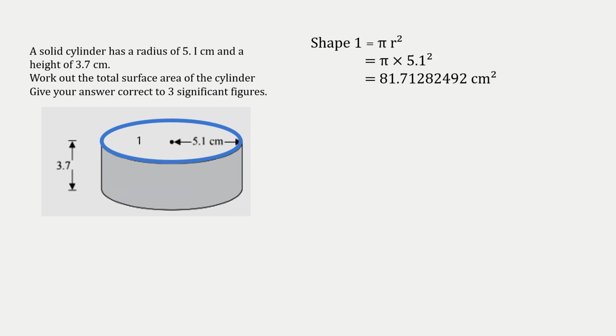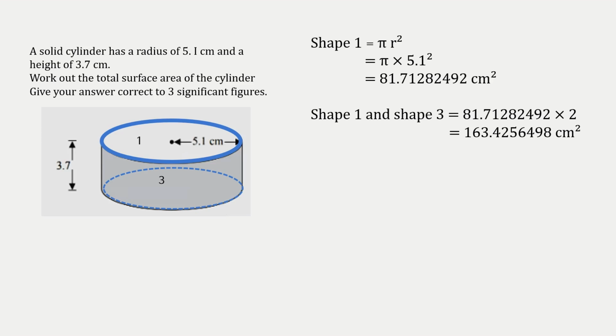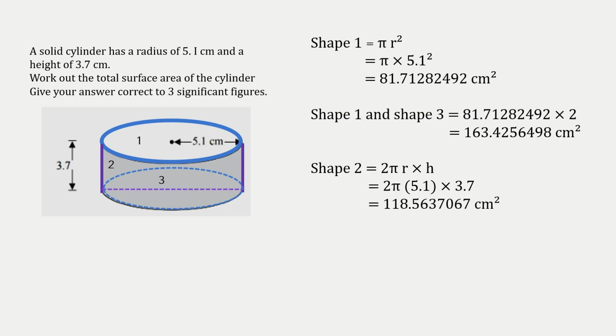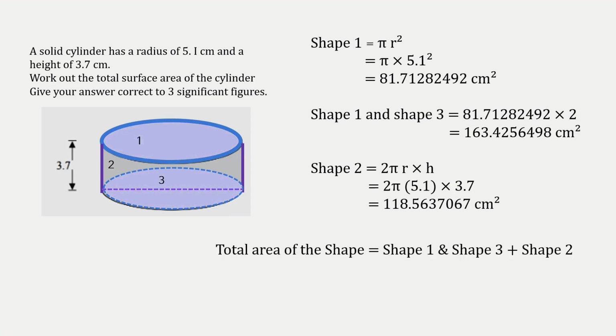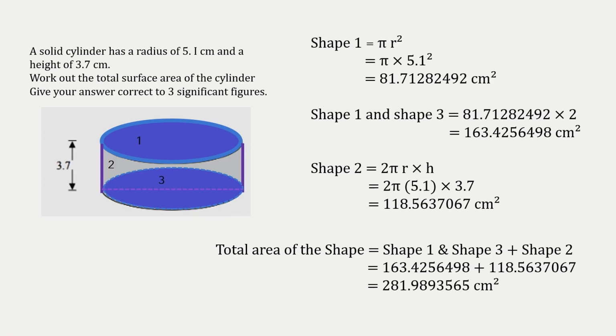Now, after that, I need to find the answer for the other circle also. What I need to do is multiply shape 1 by 2, and I'll get shape 3. The answer will be 163.5256498. Now I need to find the area of shape 2, which is my rectangle, 2 pi r times h, which gives 118.5637067. Now I have to add all the information together to get the final answer for my shape. This is how I'm going to write my answer. As the question asks for three significant figures, I will leave my answer as 282 centimeters squared to three significant figures.